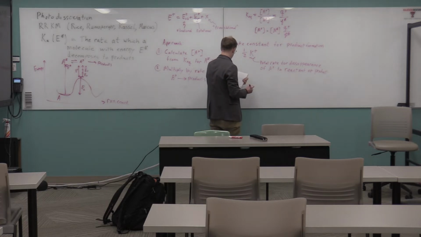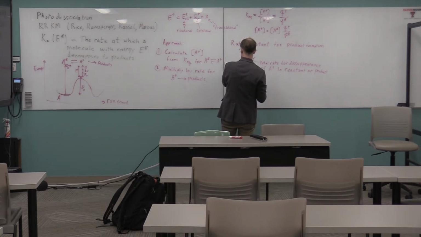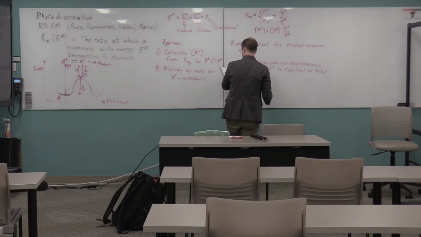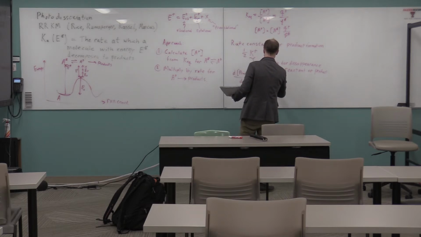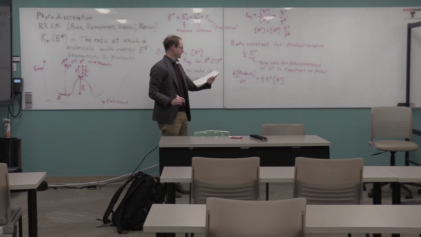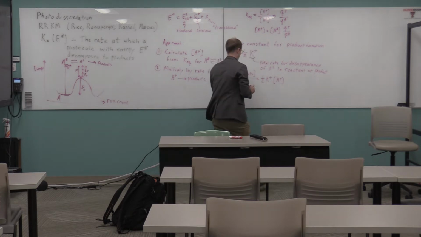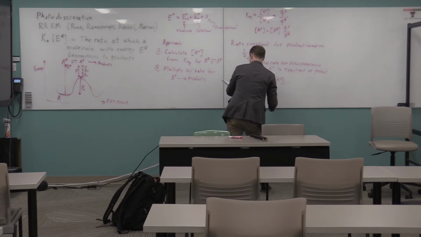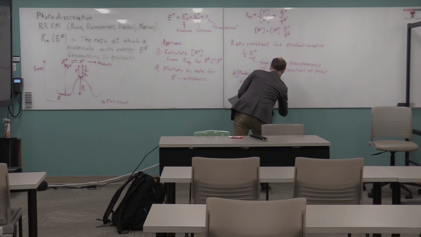Okay, so we could write the rate of formation of products is 1/2 K plus times the concentration A plus, which, substituting this equation up here, that's going to be 1/2 K plus times Q plus over Q star times A star.